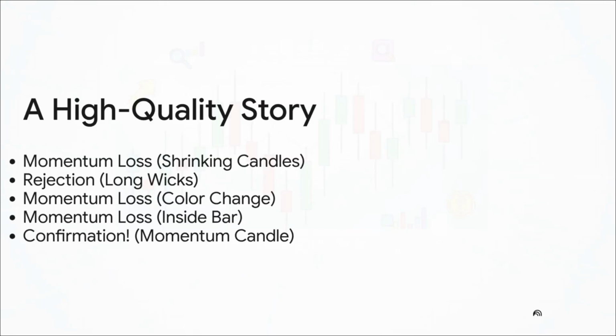Second, we see those long wicks sticking out. That's a clear rejection, signal 2. Third, the candle color flips, another clue the momentum is shifting. Fourth, we get an inside bar, even more confirmation of a pause. And then finally, number 5, bam, we get that big bullish momentum candle. That's the confirmation. Do you see how every piece of evidence stacks on top of the last one to create one incredible trade story?